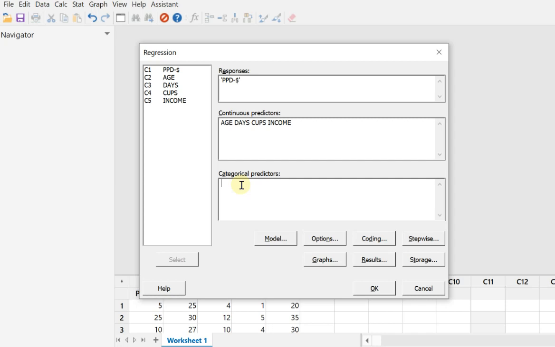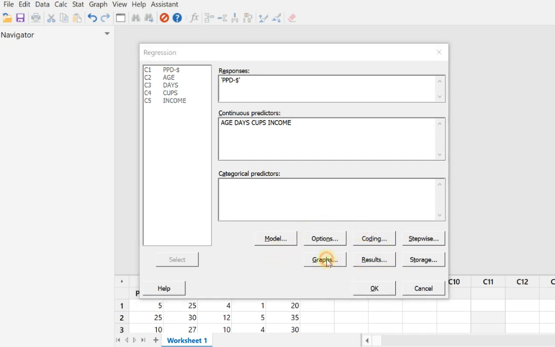Does it have a basement? Yes, no. Anything that's categorical or qualitative would go in here. So that's why it is possible to actually do regression with qualitative variables. Okay, so anyway, this is what we have. And in here, don't worry about anything in here.